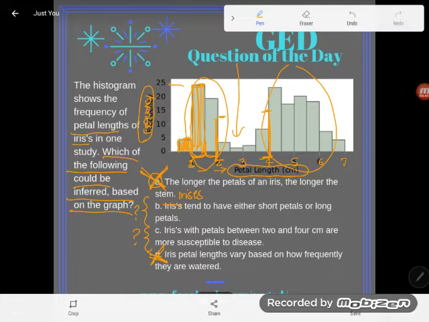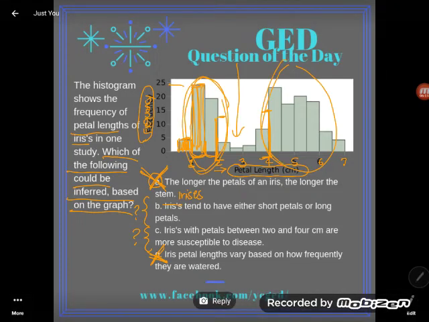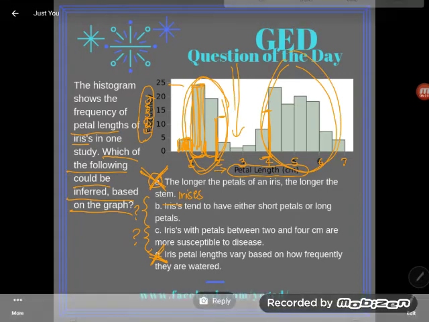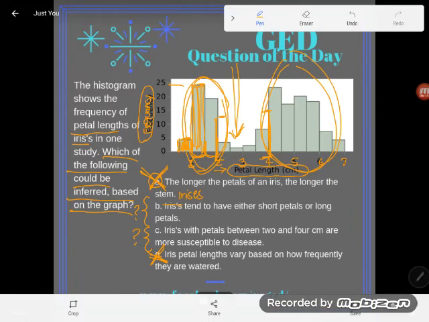So now I'm down to 2 answers, B and C, and I have to decide which one is better. The one that's going to be better is the one that's best supported by the graph, that the graph gives the most information to support. So let's take a look. It says B, irises tend to have either short petals or long petals. Now that whole entire statement is definitely verifiable based on this graph. We saw it right there in the graph. Short petals, long petals, nothing in between, very few flowers in between. Seems like a pretty good assumption.